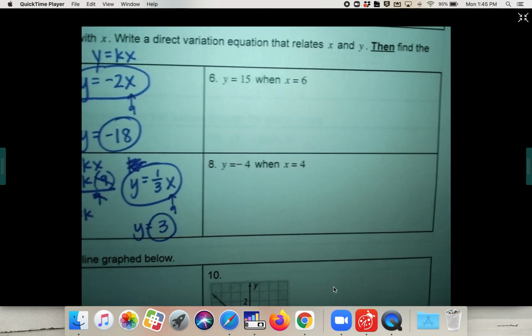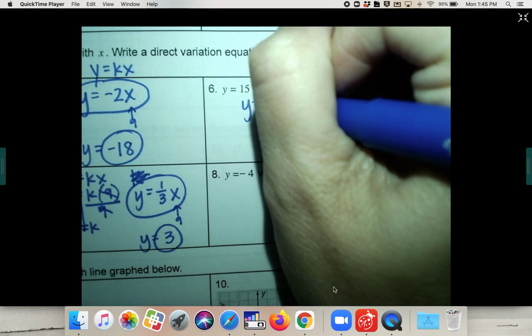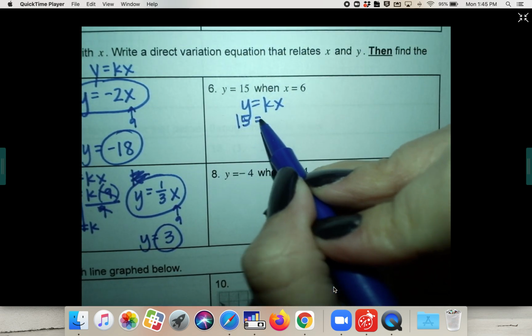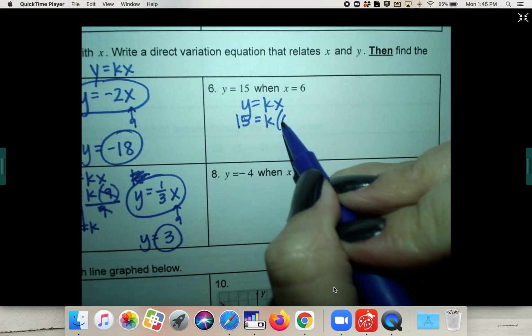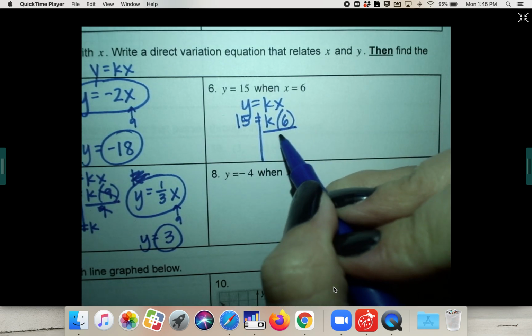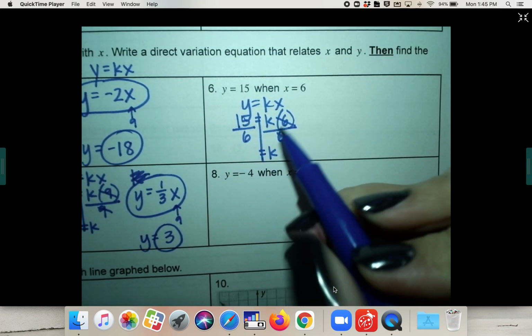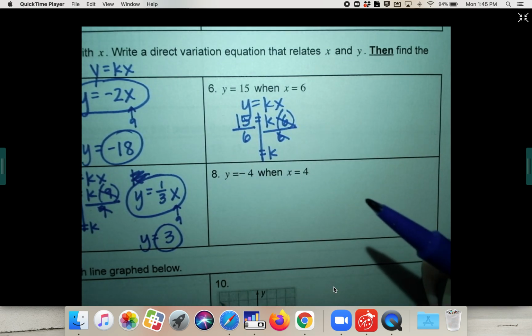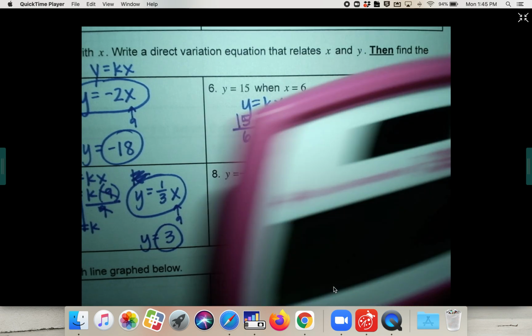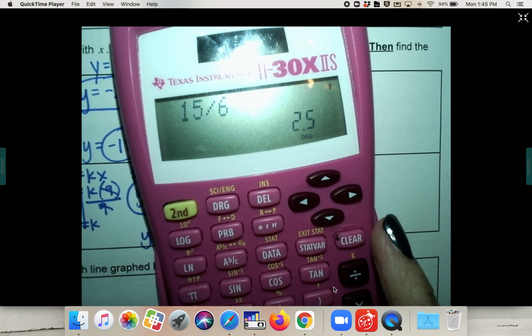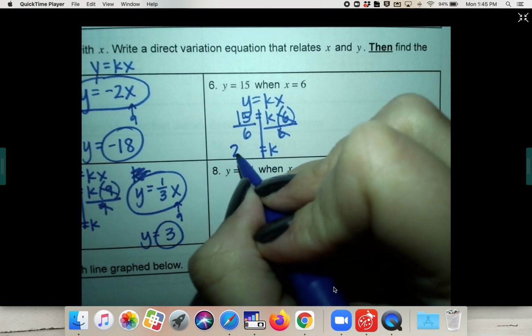Let's keep going. So y equals kx. We want to plug in 15 for y and 6 for x. Divide both sides by 6. Ooh, okay, another fraction. These both would divide evenly by, actually, let's just divide it out and see what we get. 15 divided by 6, 2.5. Let's just leave it 2.5.